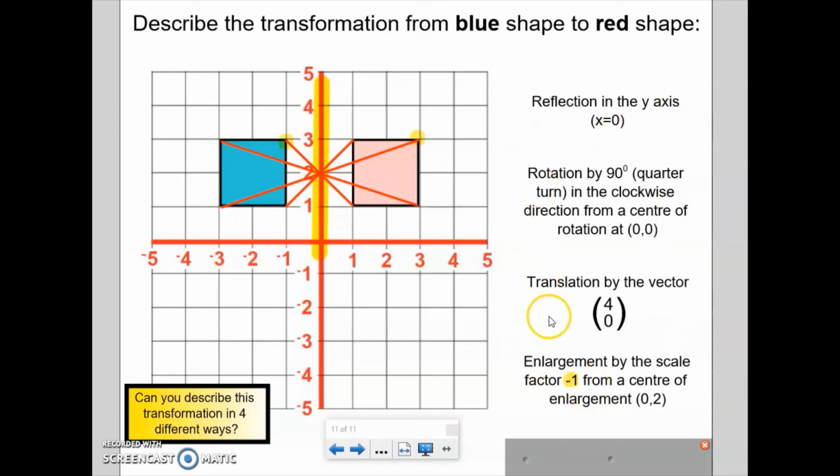Very well done if you were able to identify these transformations. That's brilliant. That's showing a very good understanding of describing transformations. Well done.